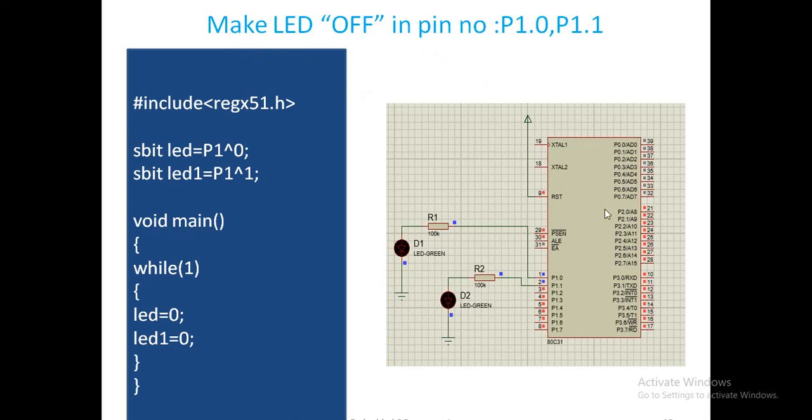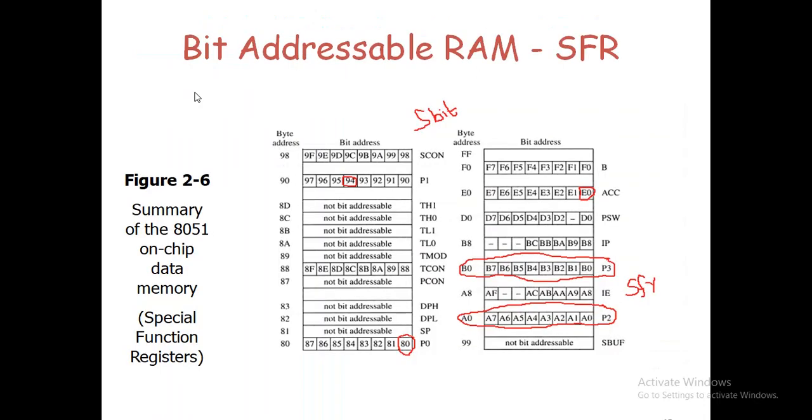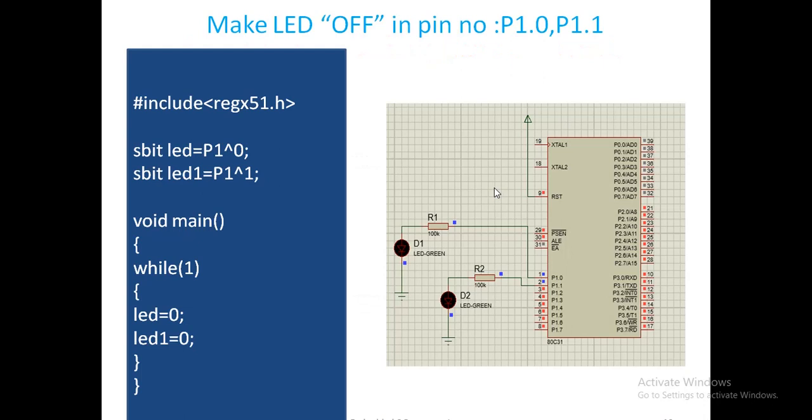Here I take a microcontroller. I want to make pins P1.0 and P1.1 off. For that I have to write a program. As include regx51.h. It is a header file, because whatever registers are available in the SFR, we want to add them to the program.